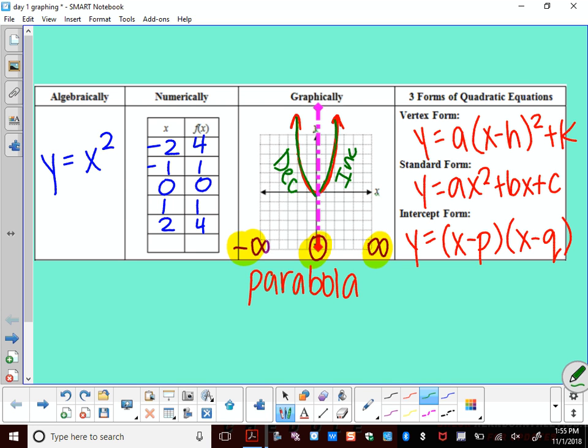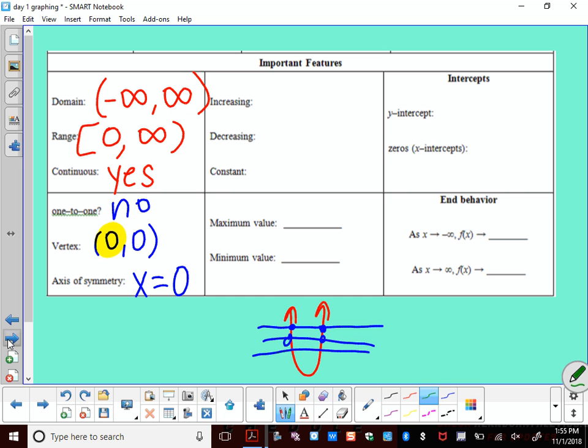Imagine you're on a roller coaster. Ask yourself, am I going up or down? Alright, so I am increasing from where? 0 to infinity, and I'm decreasing from negative infinity to 0. Yep, those will always be parentheses. Is this constant anywhere? The answer is no, because we're either increasing or decreasing the whole time.